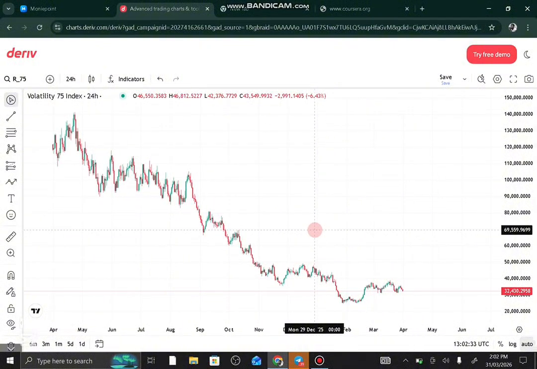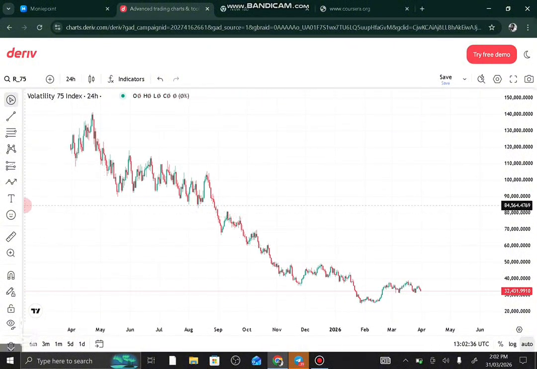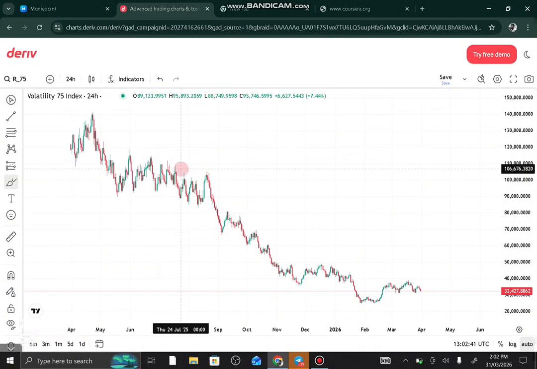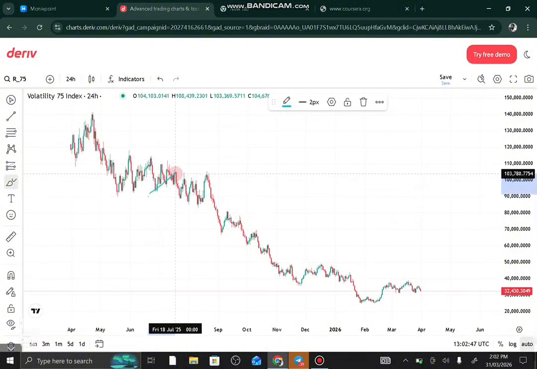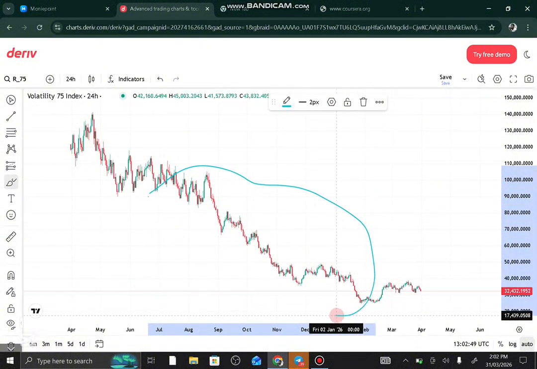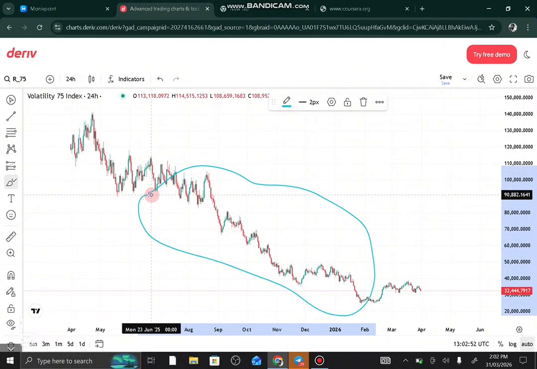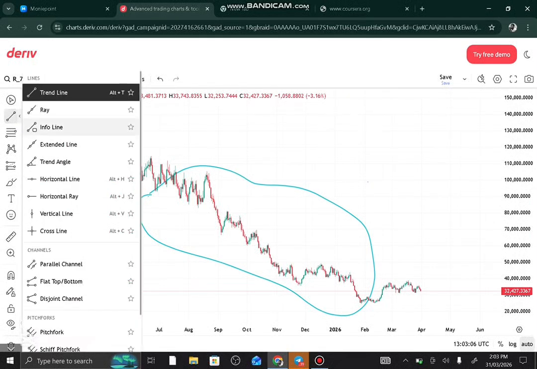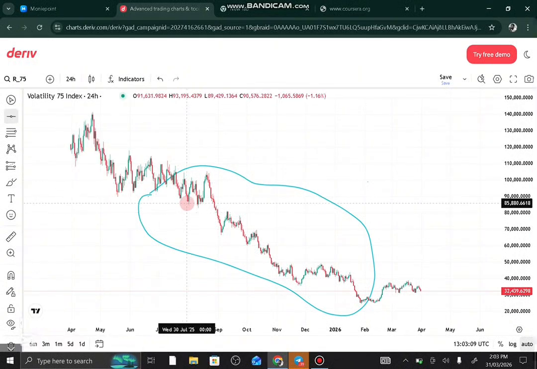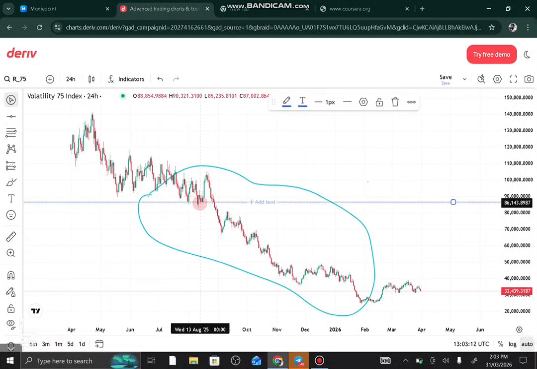So from this level, let me draw it guys. From this level, if you are going to draw it, I want to show you something. From this level, this is our lower high and our lower low. If we carry our horizontal, that will act as a temporary support or resistance, and fix it here.